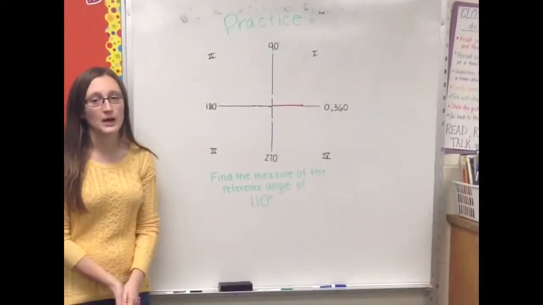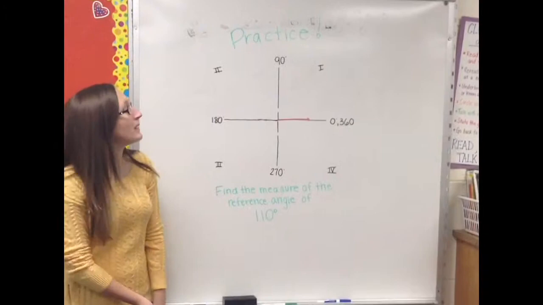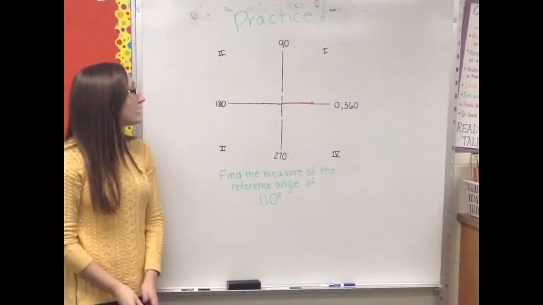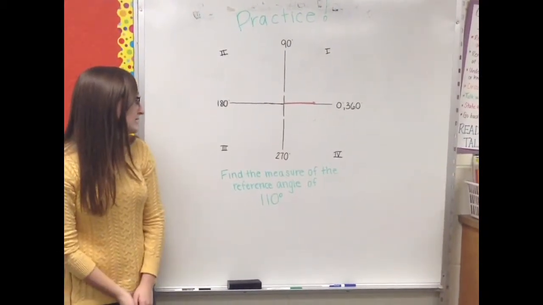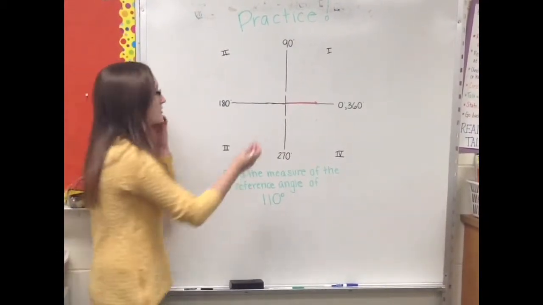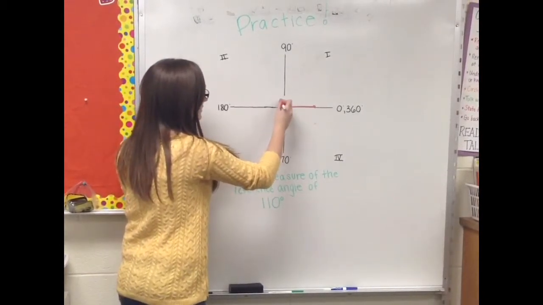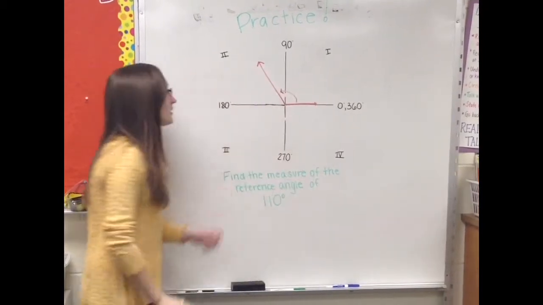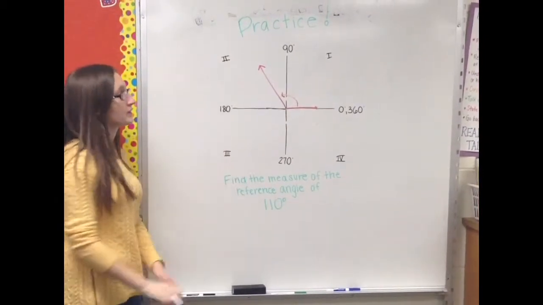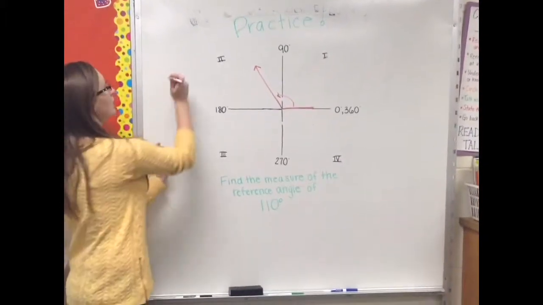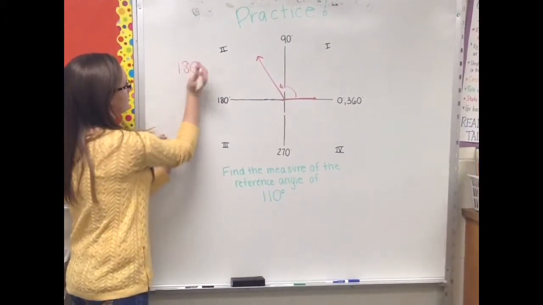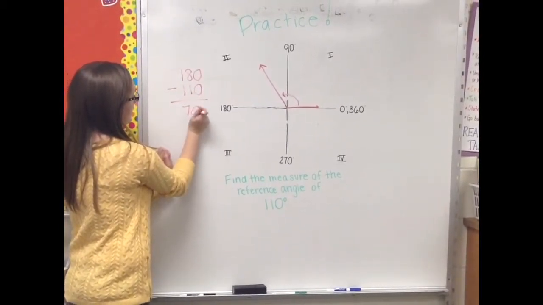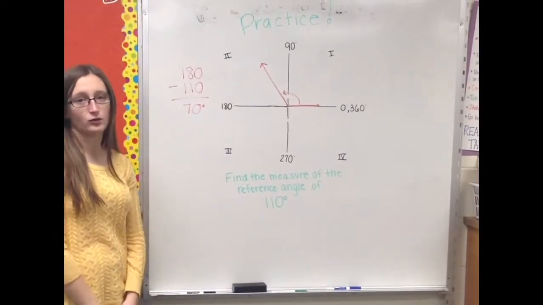Okay, now we're going to try a few practice problems. The first thing you always want to remember is to label your quadrants: 1, 2, 3, 4. This says, find the measure of the reference angle of 110 degrees. If we draw 110 degrees, it'll look something like this, and it's in quadrant 2. If we remember our rule for quadrant 2, we take 180 degrees and subtract 110 degrees, and we get 70 degrees. So our reference angle would be 70 degrees.